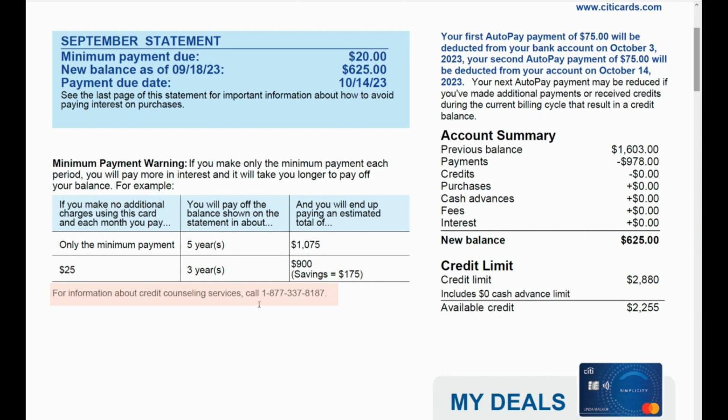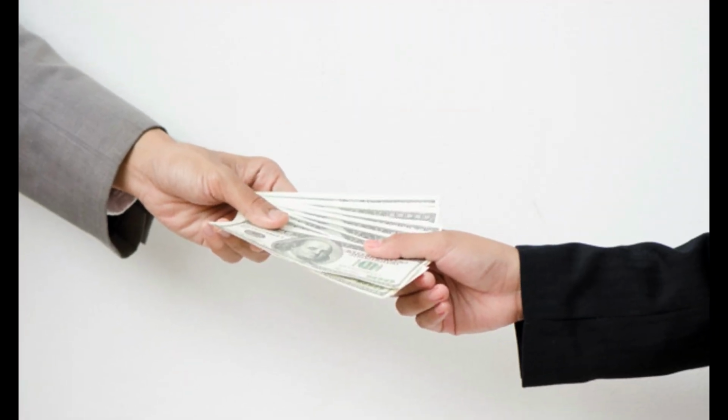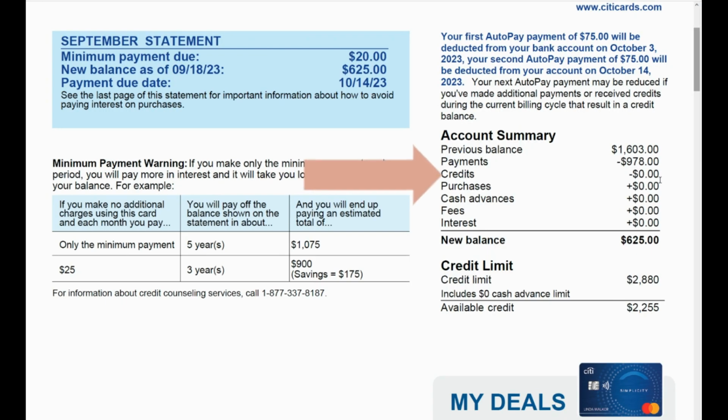So it's reminding you the minimum payment is not the way to go. You should definitely be paying more into your credit cards. To the right of that statement, you have your account summary. In your account summary, it gives you an overview of all of your transactions.